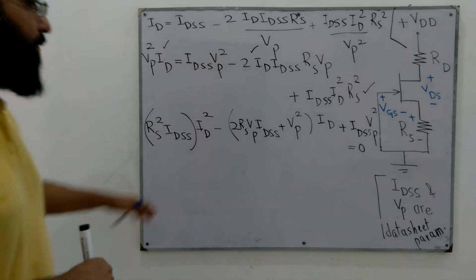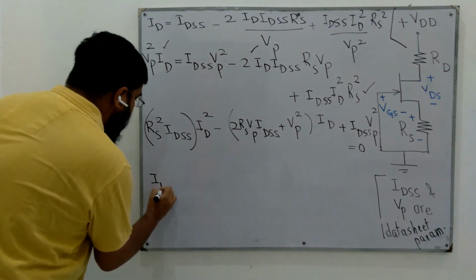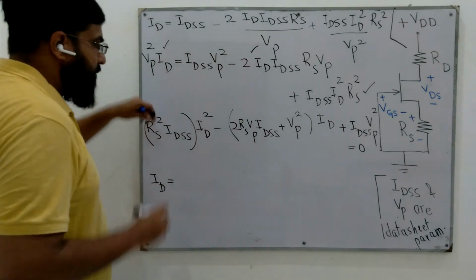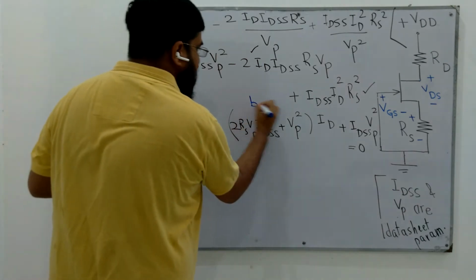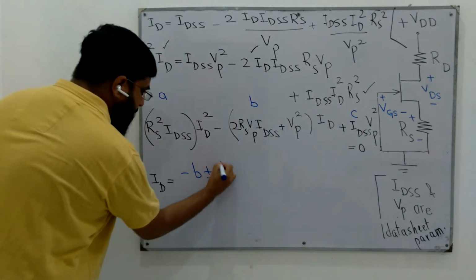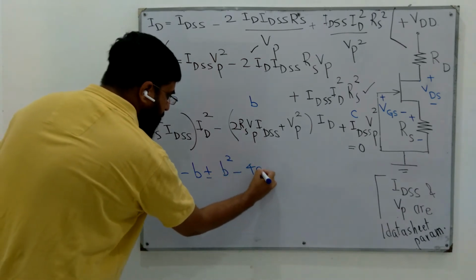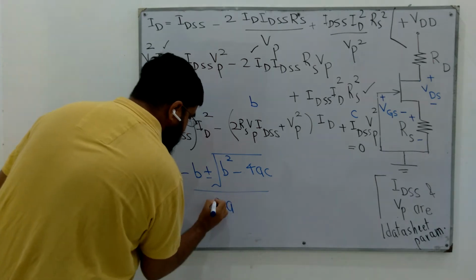Now we can apply the quadratic formula to find the numeric value of ID. This is generally called A, this is called B, this is called C. So the formula is minus B plus or minus square root of B squared minus 4AC, over 2A.